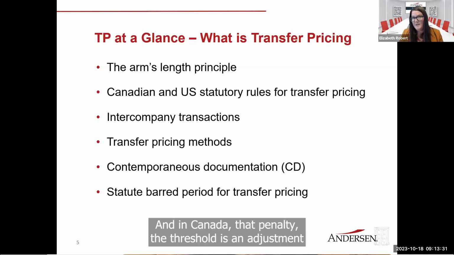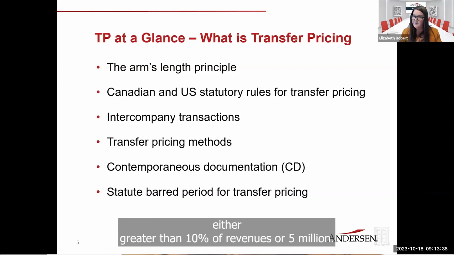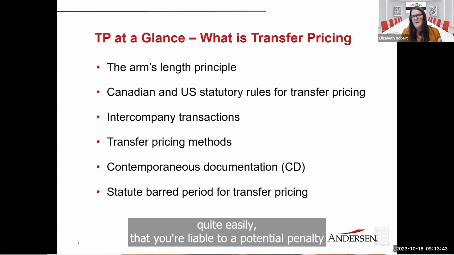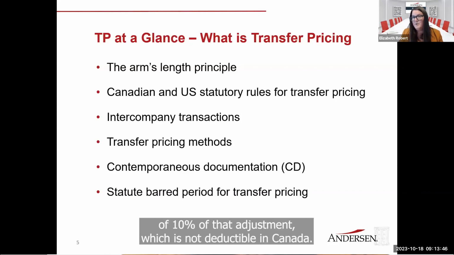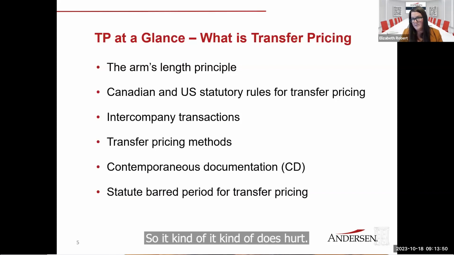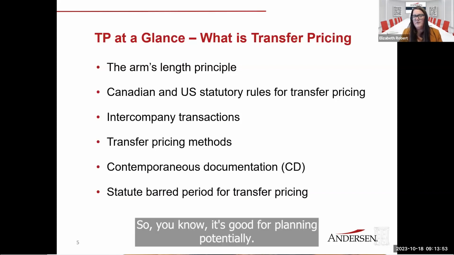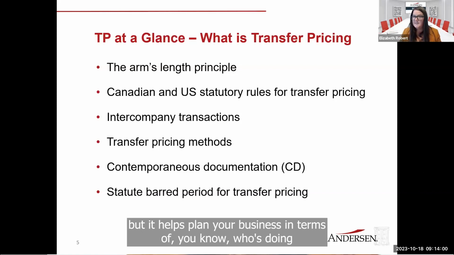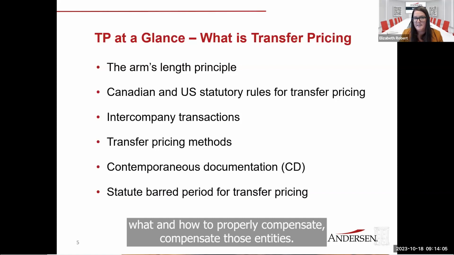And in Canada, the threshold for that penalty is an adjustment either greater than 10% of revenues or 5 million. And if you're small, that 10% can be reached quite easily. You're liable to a potential penalty of 10% of that adjustment, which is not deductible in Canada. So it kind of does hurt. So it's good for planning. Potentially, transfer pricing is not meant to save taxes, but it helps plan your business in terms of who's doing what and how to properly compensate those entities.